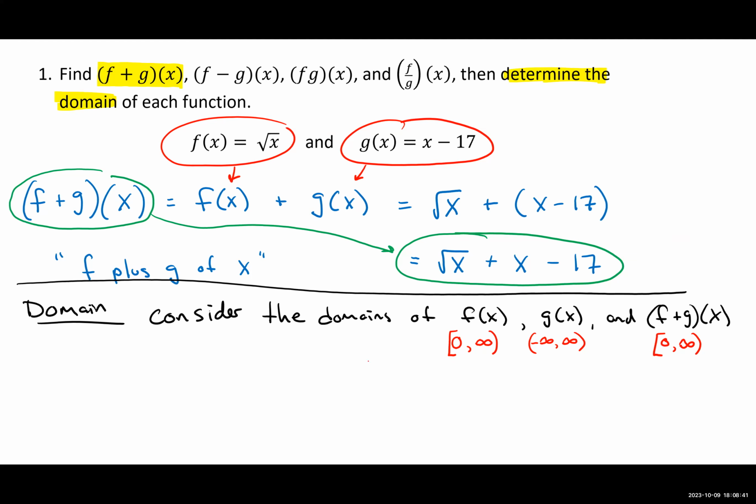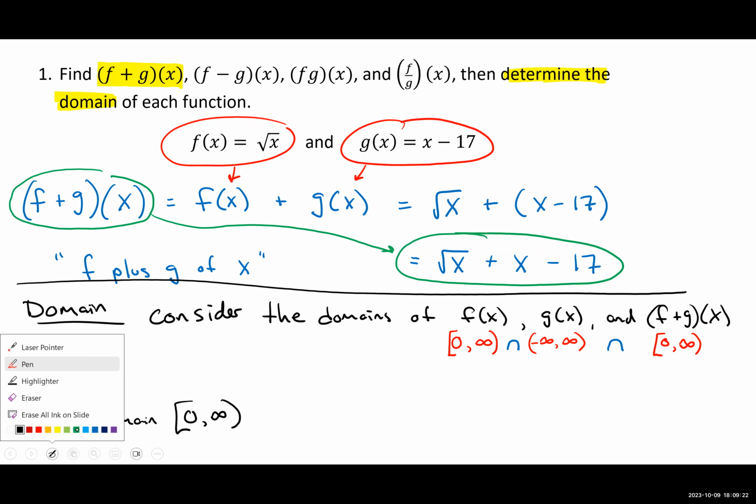So for the f of x, we threw out the negatives. For the g of x, we didn't throw out any numbers. For the f plus g, we also threw out the negatives. So the overall domain is the intersection. Right? So what we're doing is we're taking the intersection of those three. So only numbers that are present in each of these three domains. So the domain of f plus g of x is going to be 0 to infinity.